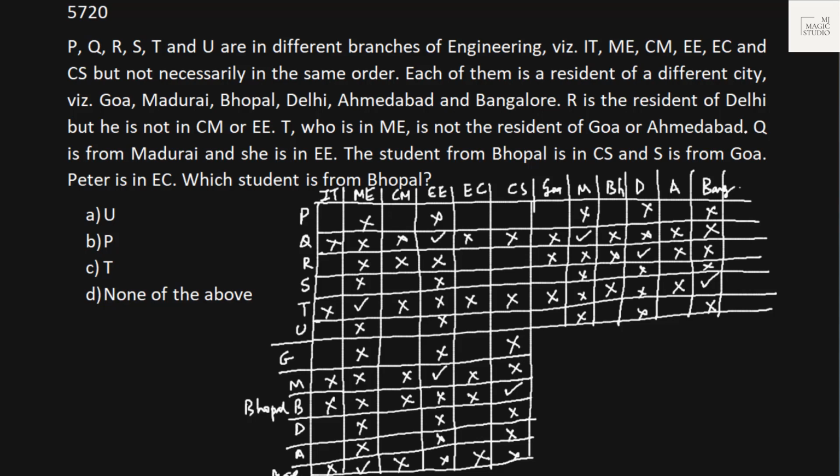Okay. T is not from Goa or Ahmedabad. That we have got it. Q is from Madurai and Q is EE. Fine. The student from Bhopal is in CS. Done. S is from Goa. S is from Goa.